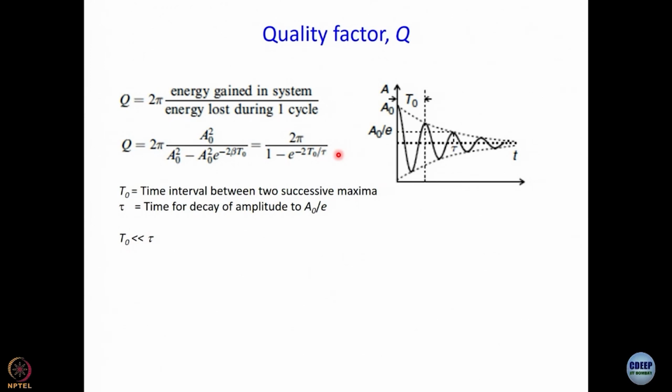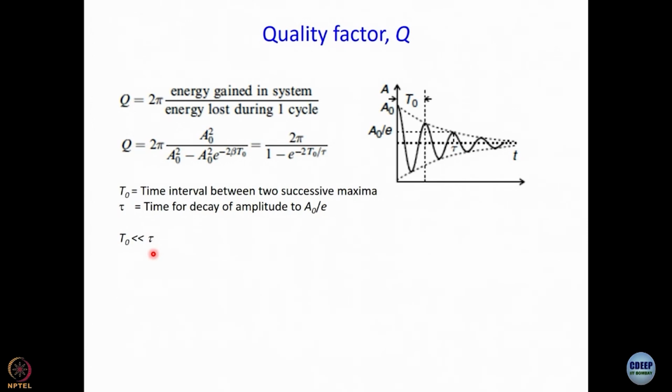Okay. Now, we can simplify this expression a little bit, precisely because T0 is so much smaller than tau. So, what will happen if T0 is much smaller than tau? How do I expand e to the power minus 2 T0 by tau?